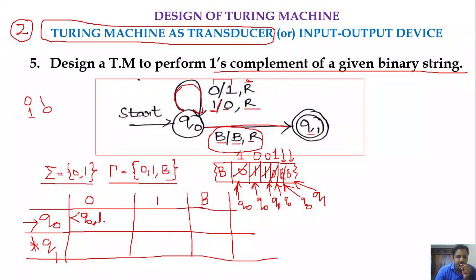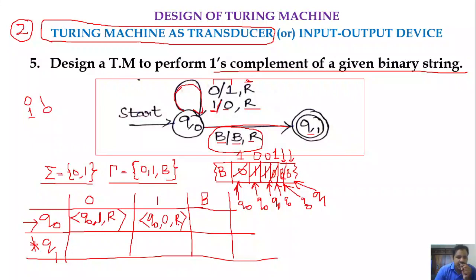So for the right symbol you have to write 1, and we are moving the head towards right. So this is the case in Q naught. If we get 0 in Q naught, if we get 1 we stay in the same state. Replace 1 with 0 and move the head towards right.